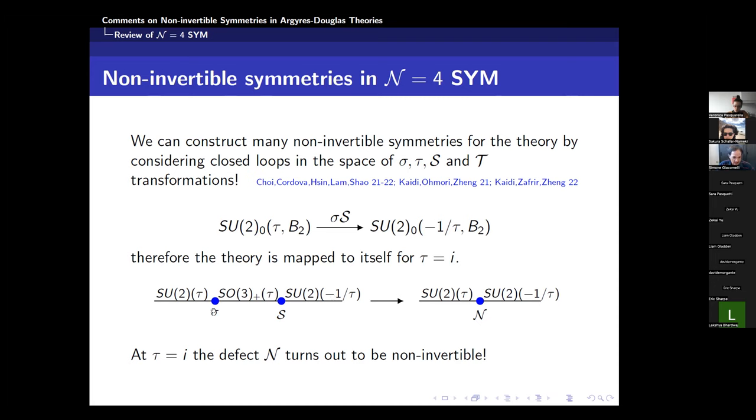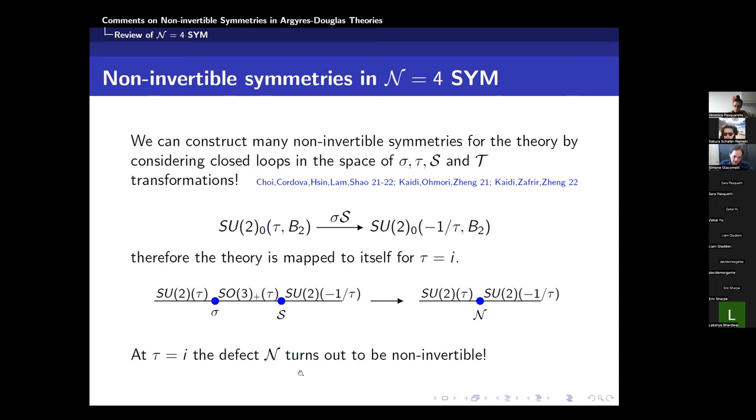And so now, we can associate an interface between these two theories, SU(2) at τ and the other global form with coupling τ. And then we go back to SU(2). Now, when we let these two collide, we get this new interface N. And when τ is equal to i, the theory is mapped to itself, and this interface becomes a defect inside our theory SU(2) with τ equal i.